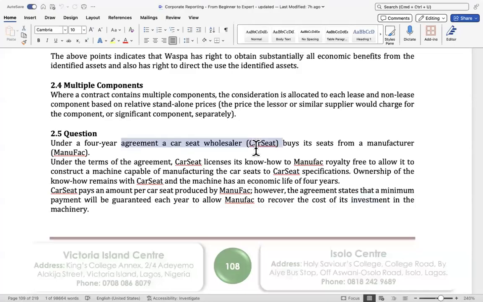However, as part of the contract, there is a lease, which is the fact that there is a machine that belongs to the manufacturer, but the person obtaining substantially all the economic benefits of the asset is another person who is not the owner, who is the car seat, and is even the one directing the use. He is the one that dictated how the machine will be produced, what will be produced from the machine, who uses the machine. He has the right to control. So there is a lease in this arrangement as well.